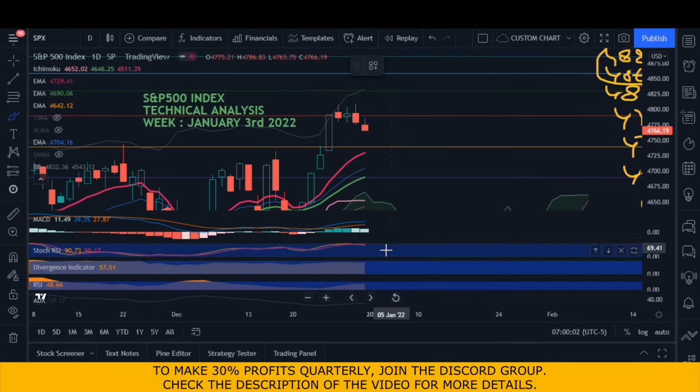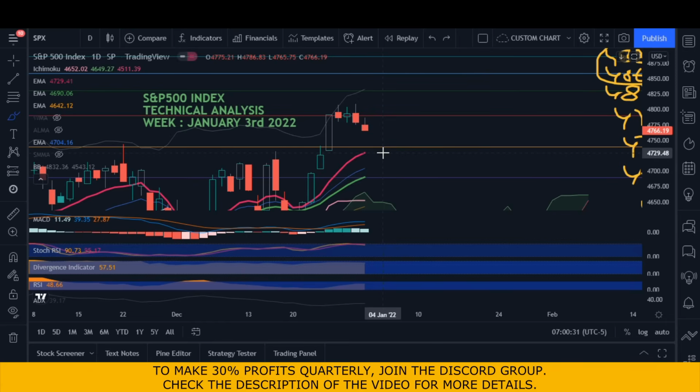Then comes the divergence. So divergence is normal. Surprisingly it is normal. Last week I was thinking that it would shoot up to like 70 or 75, but it did not. Because the divergence is normal, it will help the market to move up further. Market will come down only when divergence is heavy.